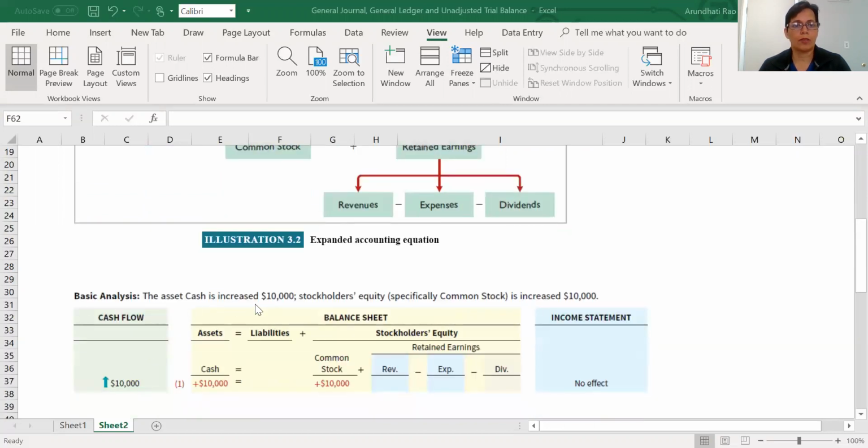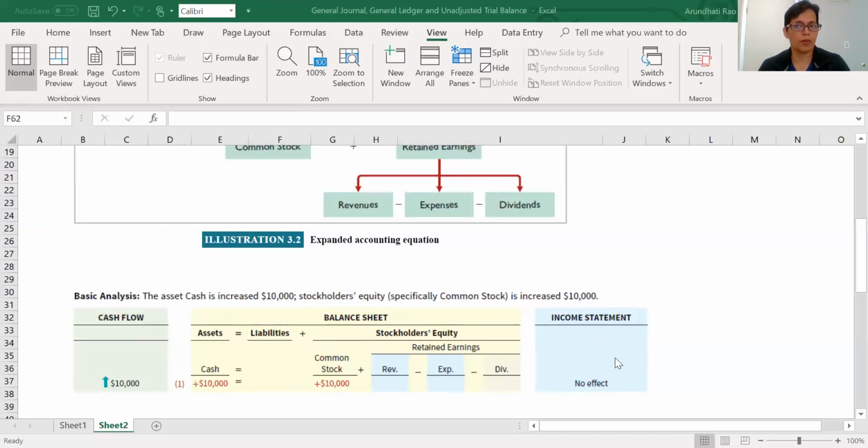Someone put in $10,000. They got common stock in exchange. Now, for the business, accounting is always done from the perspective of the business. Cash increased by $10,000. Common stock, which is equity, also increased by $10,000. Cash is an asset. Common stock is an equity account. So they are both balance sheet accounts. The balance sheet is affected.